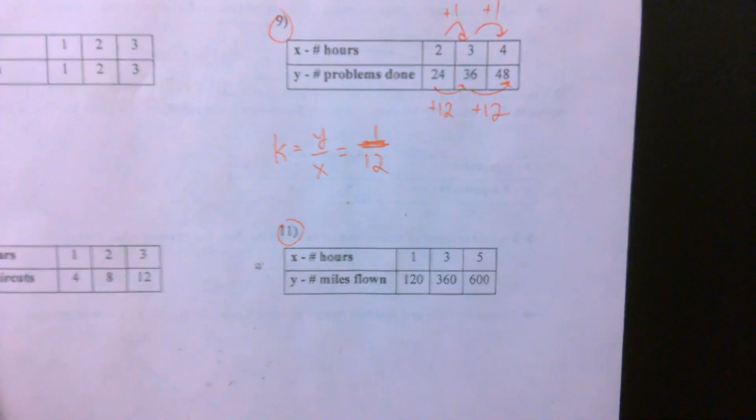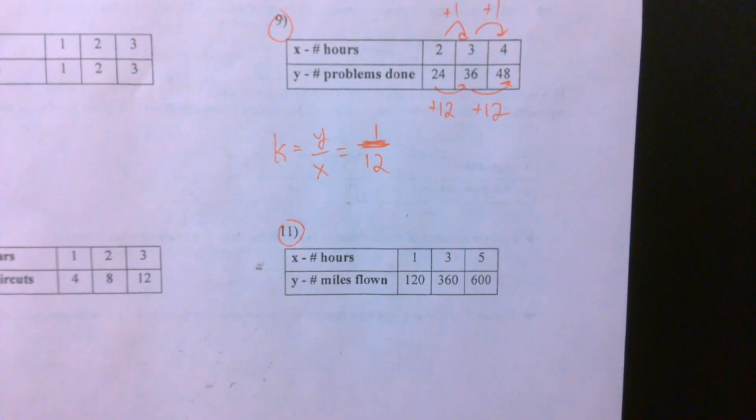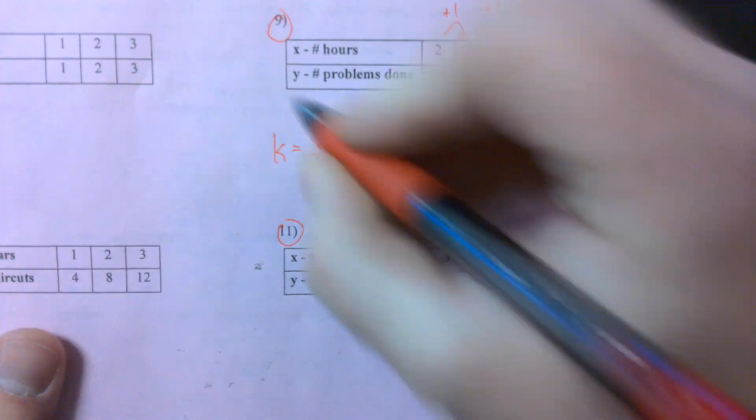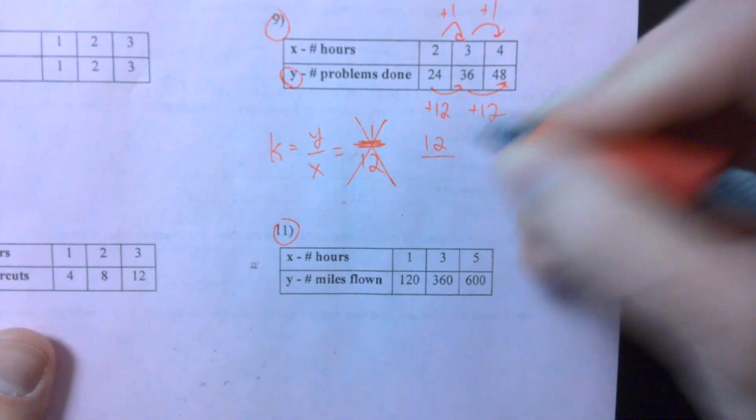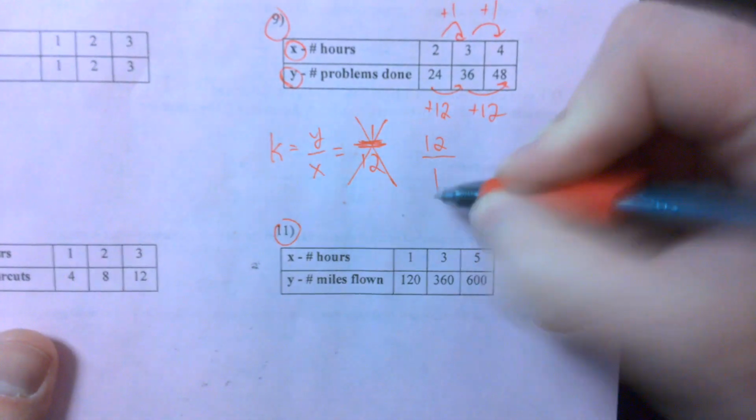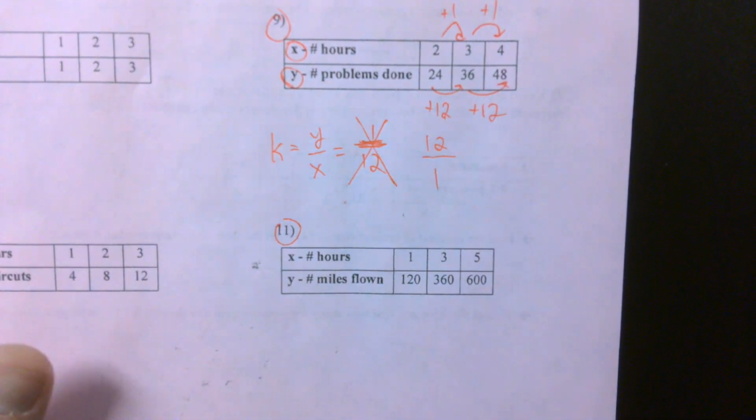So what did I do wrong here? If I got 1 over 12, what is wrong with that? Billy, what's wrong with it? That's right. My 12 is my change in Y. That needs to go on top. My 1 is my change in X. That needs to go on the bottom.